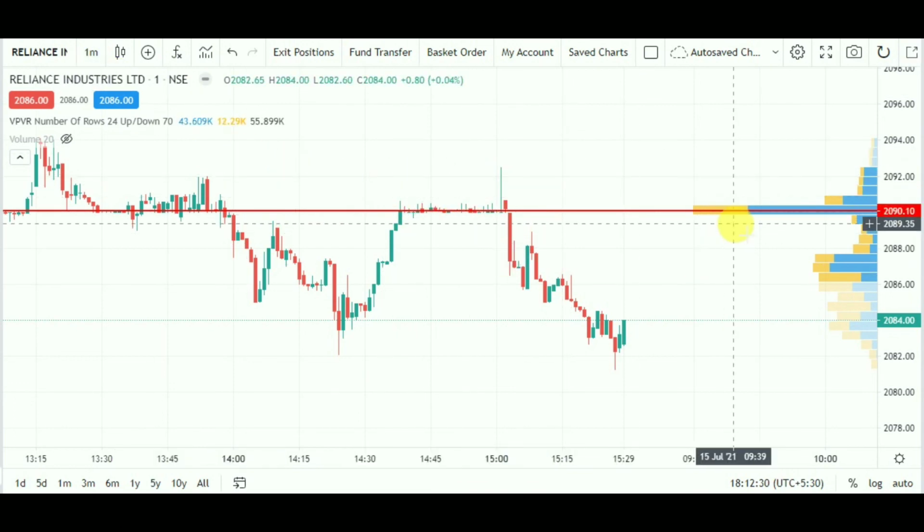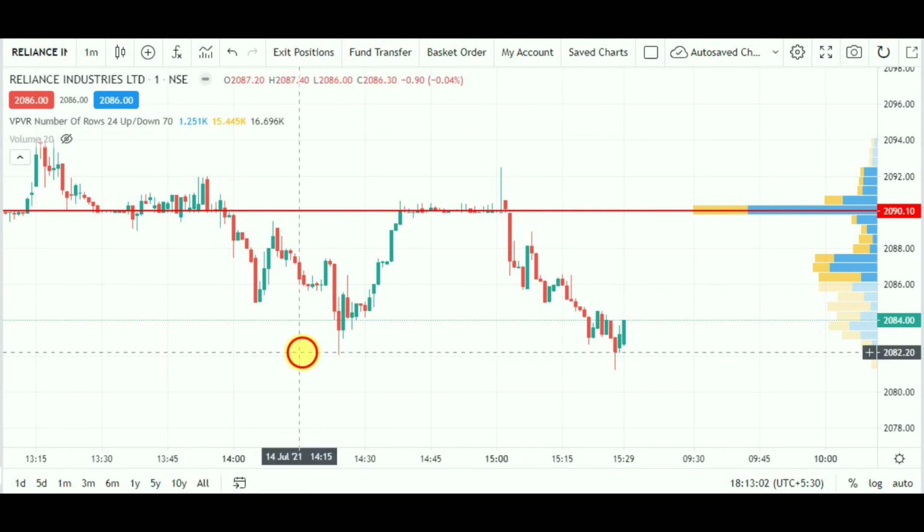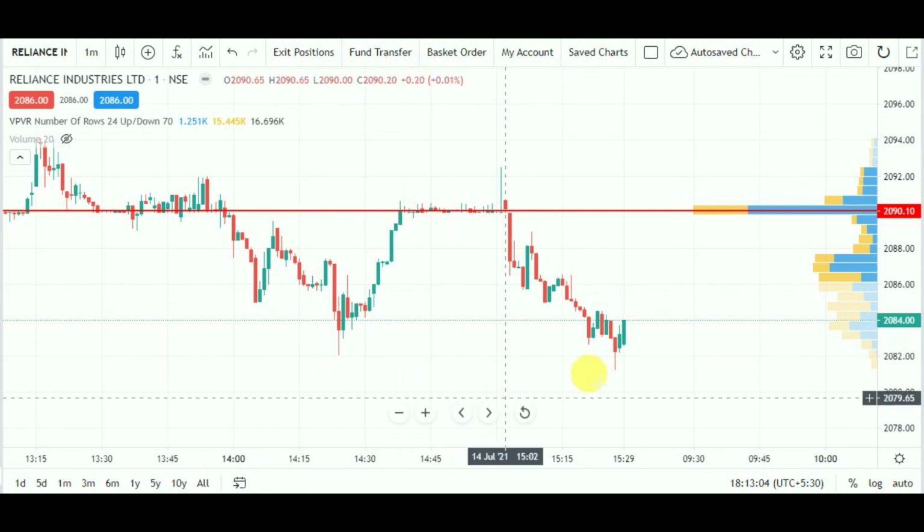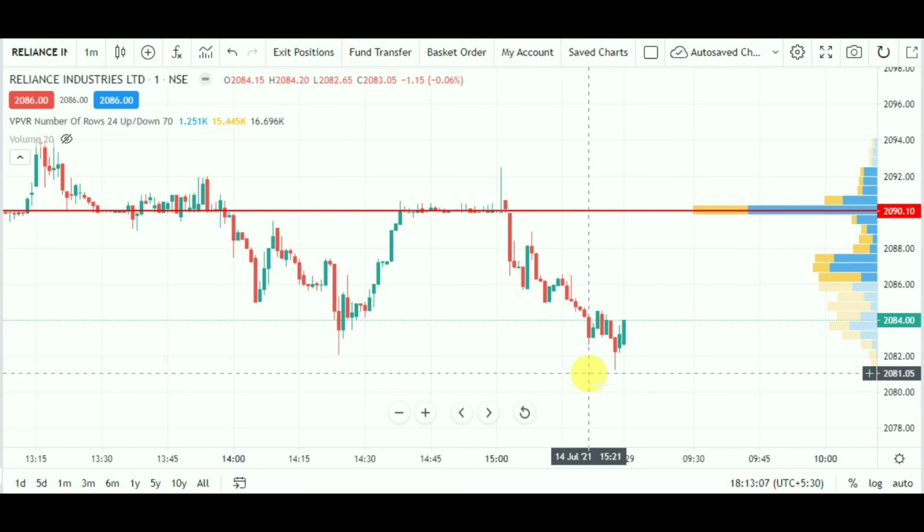Volume profile can be used by all types of traders: scalpers, day traders, swing traders and positional traders. Also, just like any other technical parameter, get into the habit of using multiple time frames when analyzing using the volume profile indicator.